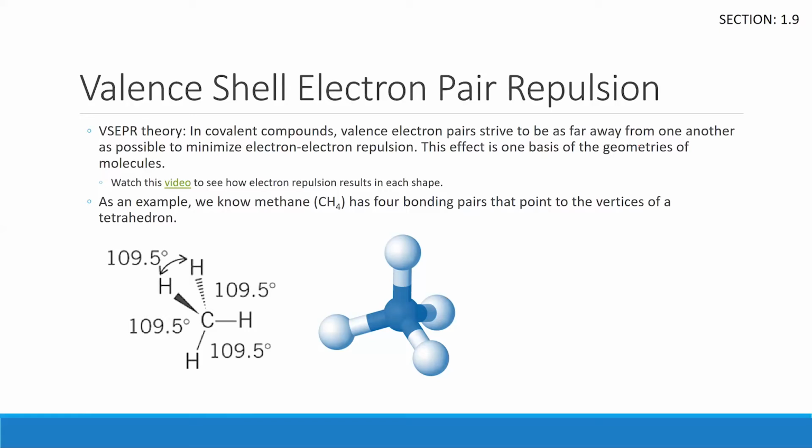Based on VSEPR theory, we know, for example, that methane, which has 4 groups on it, 4 bonding pairs, will always form a tetrahedron. And tetrahedrons, when you have 4 things connected at a central atom, are always separated by an angle of 109.5 degrees. That's for any tetrahedron, but of course in this example we're using methane. This is a number I suggest you remember. It's going to keep getting brought up over and over again.